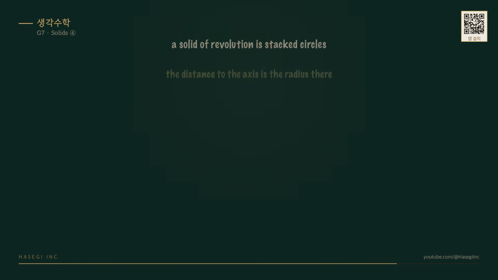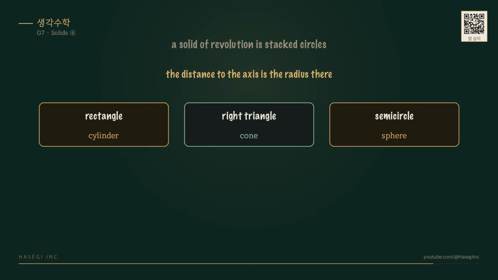So, a solid of revolution is a stack of the circles each point traces. The distance to the axis at each height is the radius at that height. And how that distance changes is what separates a cylinder from a cone from a ball. Next time, what is hiding in the cross-sections when you cut one of these open?